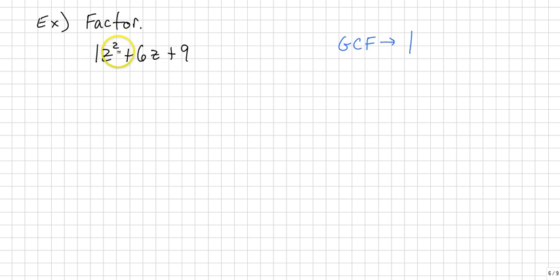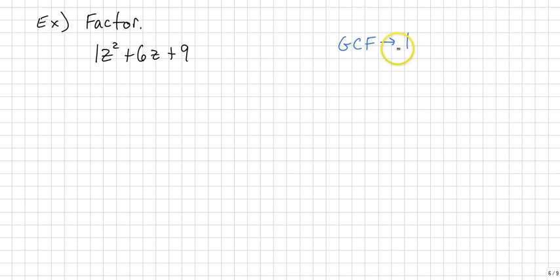And then this has 2 z's, this has 1 z, but this doesn't have any z's. So there are no z's that it has in common. So the greatest common factor is just 1. There's nothing else that they have in common. So greatest common factor is 1.